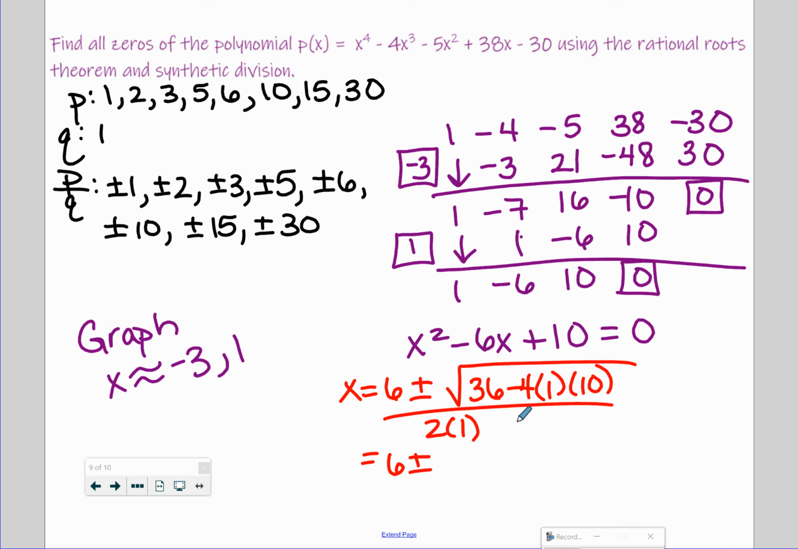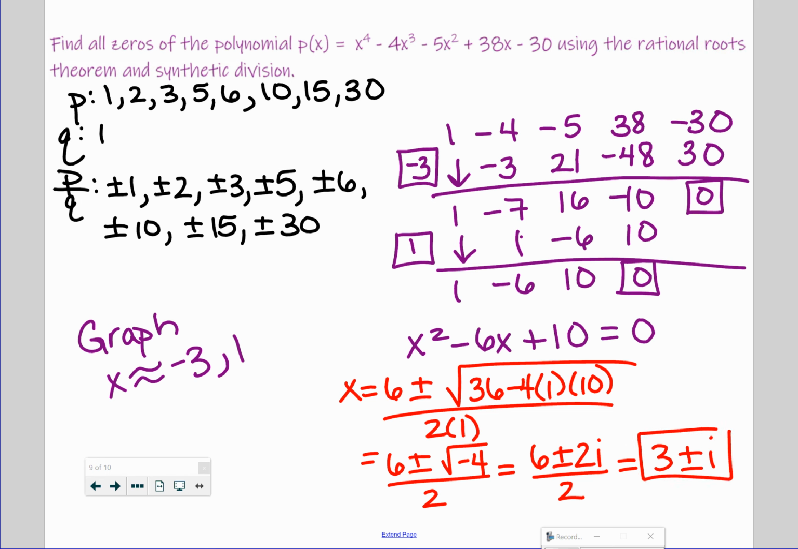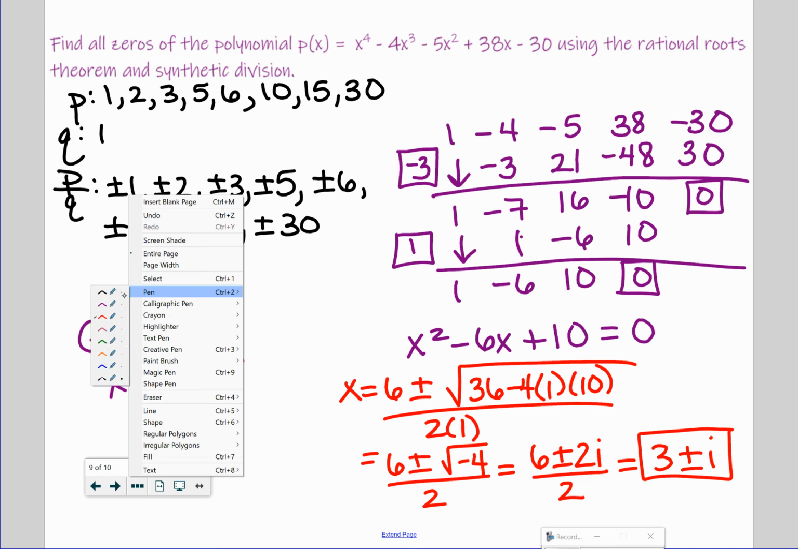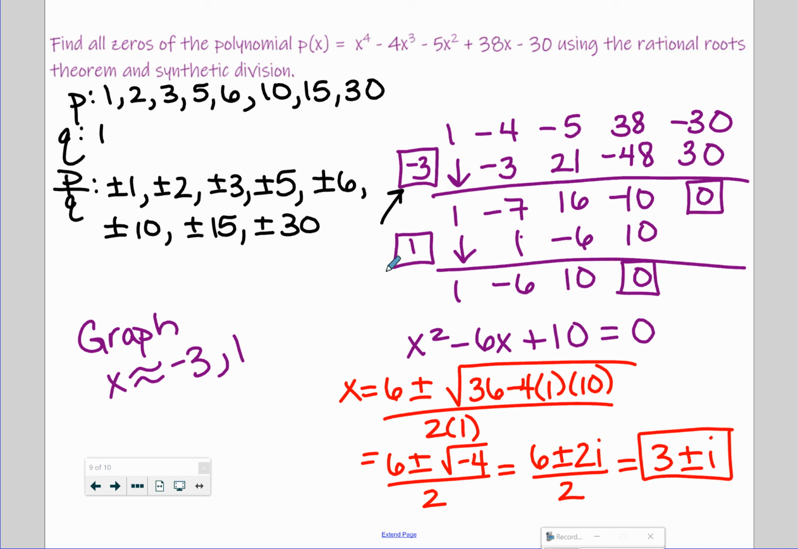Under that square root, I have 36 minus 40, that's going to give me a negative 4, all over 2 in the bottom. Square root of negative 4 gives me a 2i. And then everything there is divisible by 2, so I'm left with 3 plus and minus i. So you have 4 answers again for this one. Make sure you get all of those on the answer line. Negative 3, positive 1, and 3 plus and minus i.